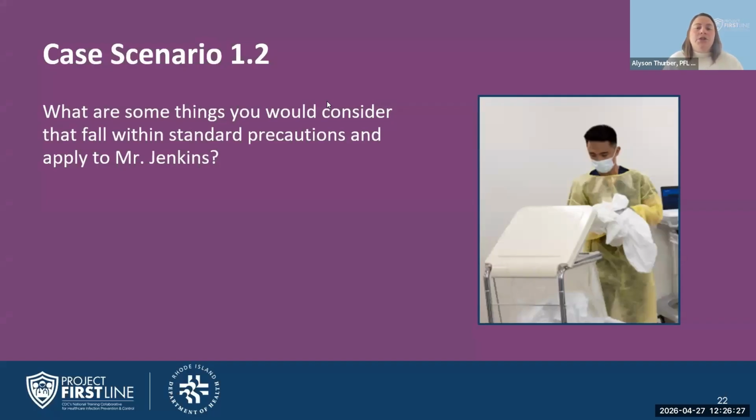So thinking back to Mr. Jenkins and how this all translates into his care, what are some things that you would consider as a healthcare worker that fall within standard precautions and apply to Mr. Jenkins? Just everyday things that you would do for Mr. Jenkins that fall under standard precautions? Any ideas you feel like sharing in the chat now that it's working?